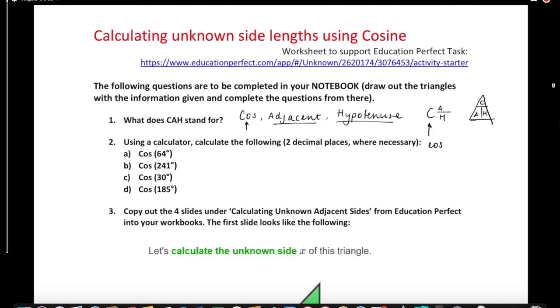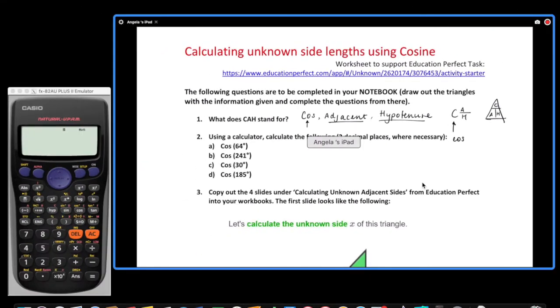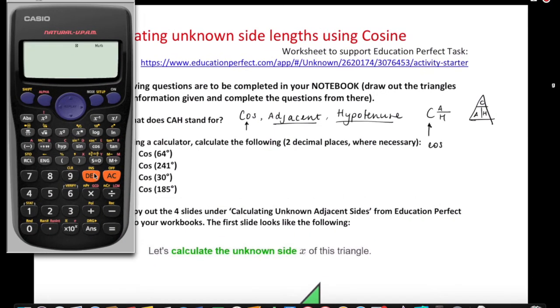So moving on to question 2, we're told to use a calculator and calculate the following, and note the instruction that it's to 2 decimal places. So if we pull out the calculator here, you can see the cos button there. I'm just going to type in cos of 64 degrees, making sure that our calculator is in the correct mode as well. And we get 0.44. So doing the same now for the rest of the questions, I'm going to evaluate what cos of each of those angles are.